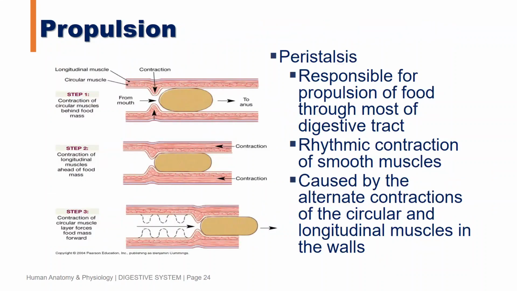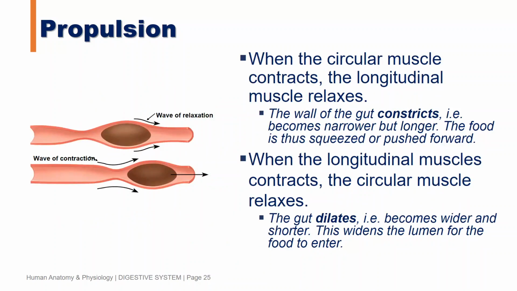Peristalsis is responsible for the propulsion of food through most of the digestive tract. There is a rhythmic contraction of smooth muscles, as you can see in steps 1, 2, and 3. It is caused by the alternate contractions of the circular and longitudinal muscles in the walls. When the circular muscle contracts, the longitudinal muscle relaxes. The wall of the gut constricts, that is, it becomes narrower but longer. Then the food is thus squeezed or pushed forward.